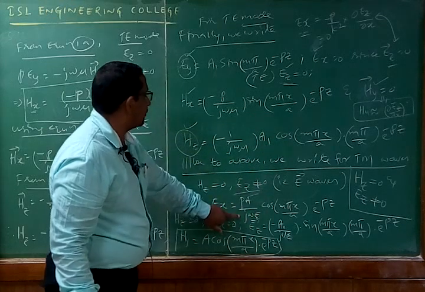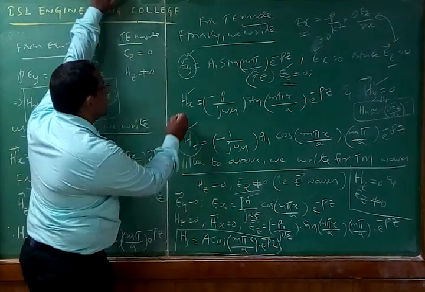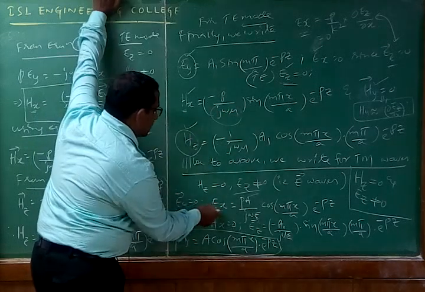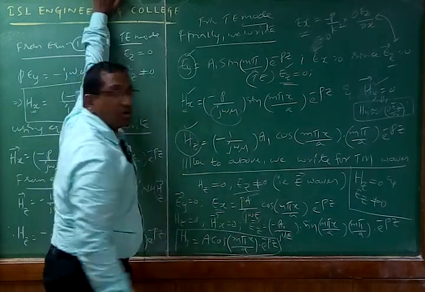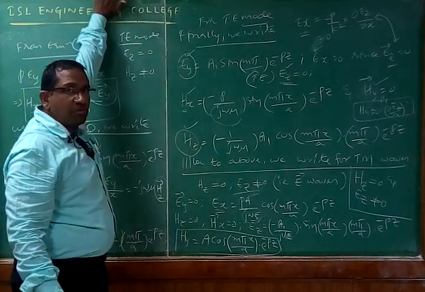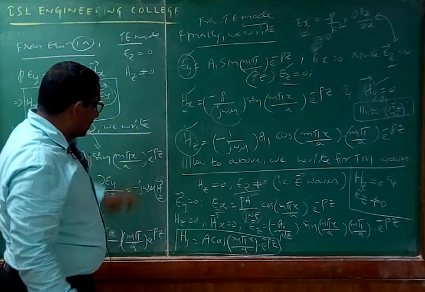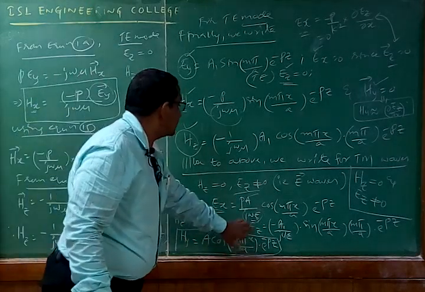Now here you get a difference because you are writing it for Hx. Therefore you get a j omega mu. This is for Ex, so therefore you get a j omega epsilon. This is the difference that you have to remember when you are going to solve. Then after this, the final component is the Ez component.